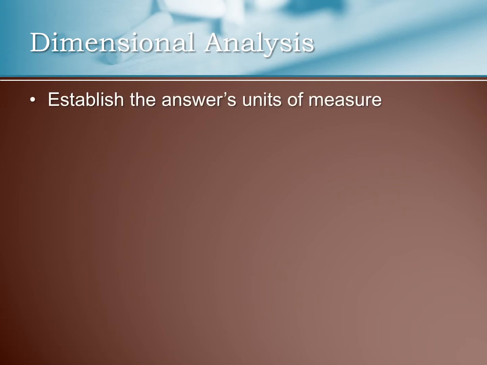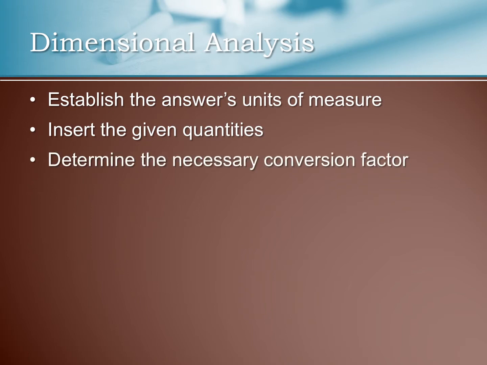To explain dimensional analysis, step 1, establish the answer's unit of measure. You can do this by asking what must be determined or how the final answer should be expressed. Step 2, insert the given quantities. These are the amount of material or physical property specified in the problem. Step 3, determine the necessary conversion factor. This is a common equivalent needed to convert between systems of measurement. Step 4, calculate the answer and examine the equation.